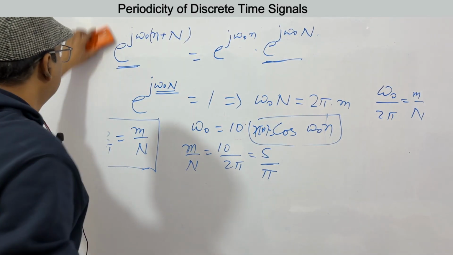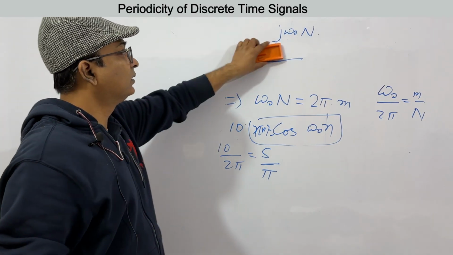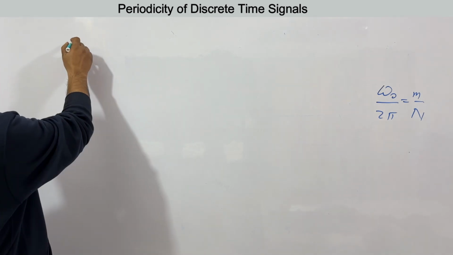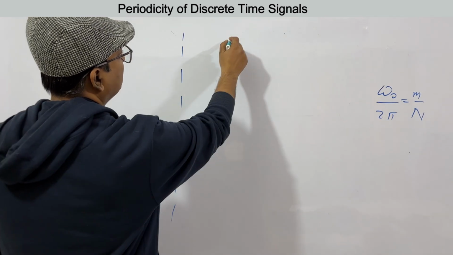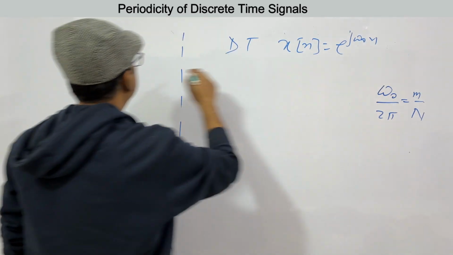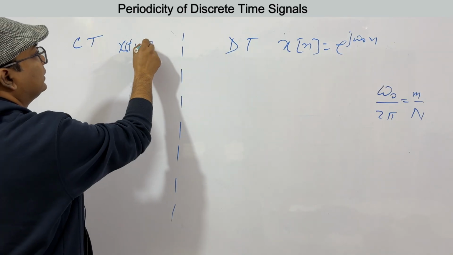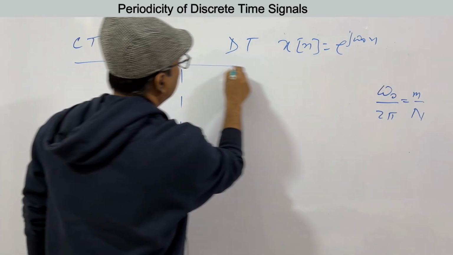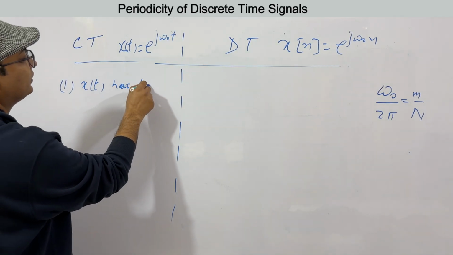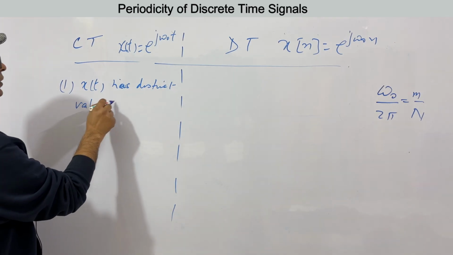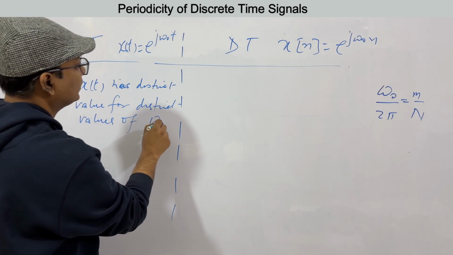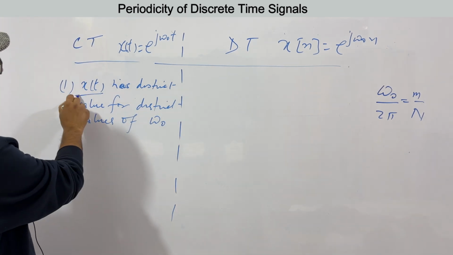Now we have seen continuous time signals, discrete time signals, sinusoidal signals, periodic signals. Now let's have a chart where we have the difference between the two. So let's say this is the continuous time signal and this is the discrete time signal. It is represented as x[n] equal to e^(j omega 0 n), and if this is x(t), it is e^(j omega 0 t). So the first difference is x(t) has distinct values for distinct values of omega 0. So you have different omega 0, the value of the signal will be different.